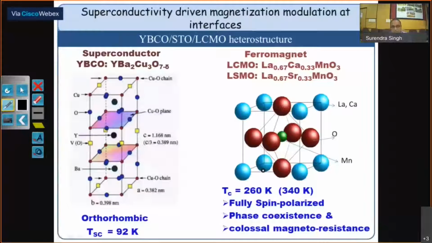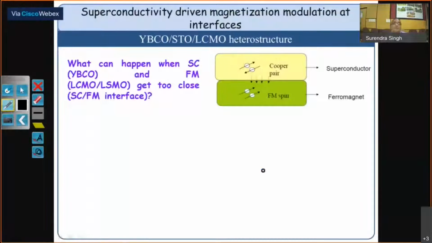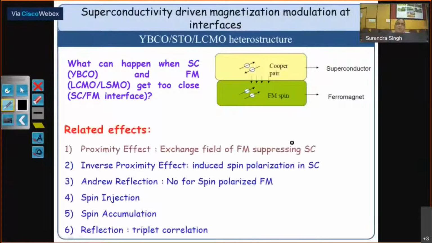Okay, so let us see what happens when we bring the superconductor and the ferromagnet close together. We know in a superconductor there are Cooper pairs, and in the ferromagnet we have ferromagnetic spins. So what is happening at the interfaces? There are so many phenomena related to this kind of proximity effect, which have been studied very extensively.